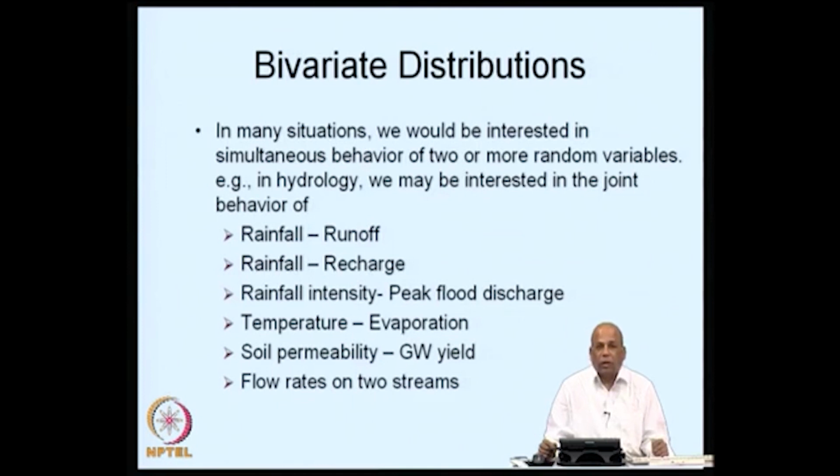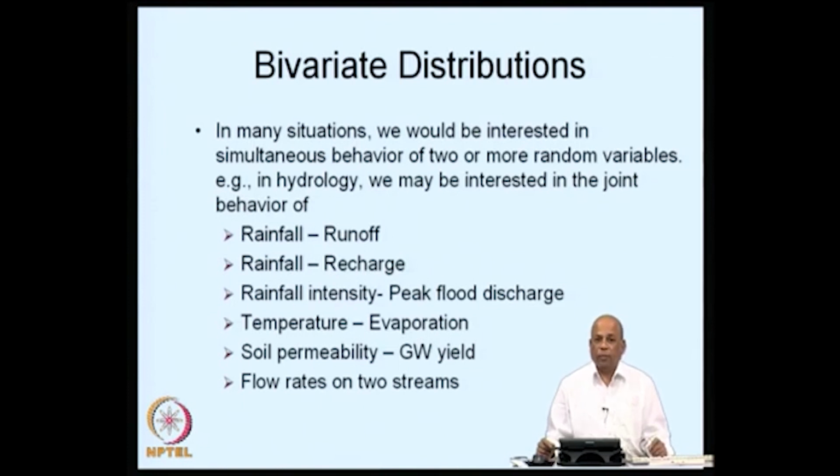Typically, the examples are that runoff in a watershed may be related to rainfall, is in fact related to rainfall, and rainfall is a random variable, runoff is a random variable. So, we would be interested in the simultaneous behavior of rainfall and runoff, or rainfall and the groundwater recharge. Groundwater recharge is a random variable which is also governed by rainfall in some sense, and rainfall is a random variable. So, we would be interested in the joint variations of rainfall and groundwater recharge.